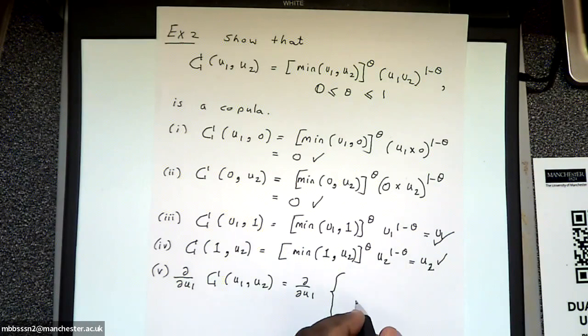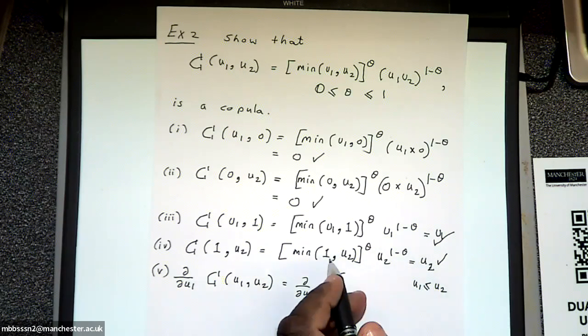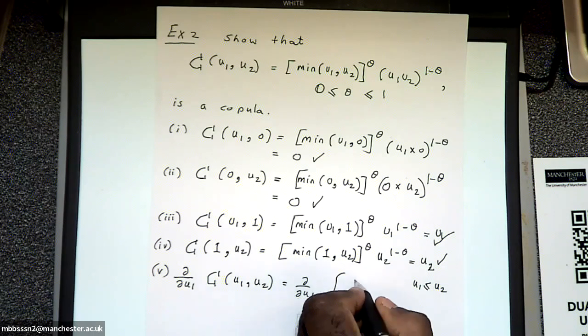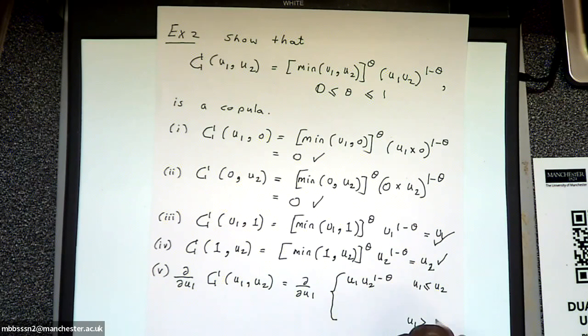Case 1, if U1 is less than or equal to U2, then the minimum will be U1, right? So you should do the working, it will be U1 times U2 to the power 1 minus theta. And if U1 is greater than U2, the minimum will be U2, right? So if you do the working, it will be U1 like this, okay? You follow me. You should just do the math for this. You will get one of these depending on whether U1 is less than or equal to U2 or U1 is greater than U2, right?